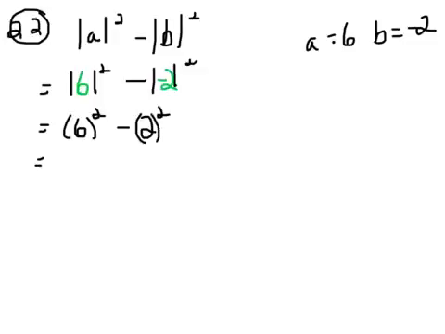Okay, so we did our grouping symbols. The next thing we should do is exponents. 6 squared is 36. 2 squared is 4. I'm supposed to subtract them, so I get 32.